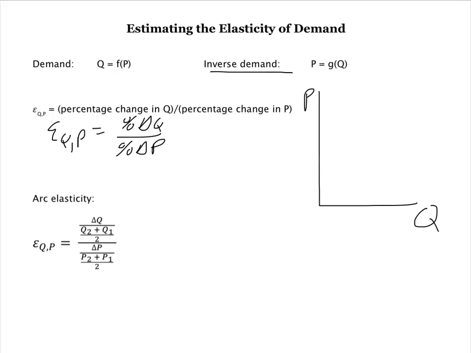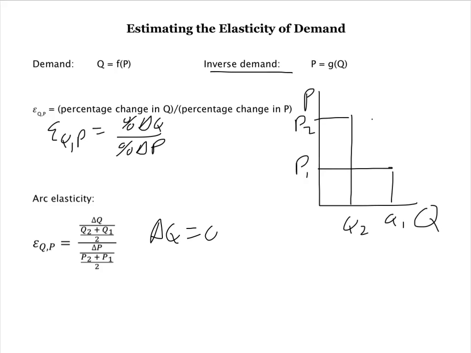You learned to calculate an arc elasticity between any 2 points, say P1, Q1, and P2, Q2, by dividing the change in Q, equals Q2 minus Q1, by the average of Q in the numerator, and dividing the change in P by the average in the denominator. That gives you the arc elasticity.